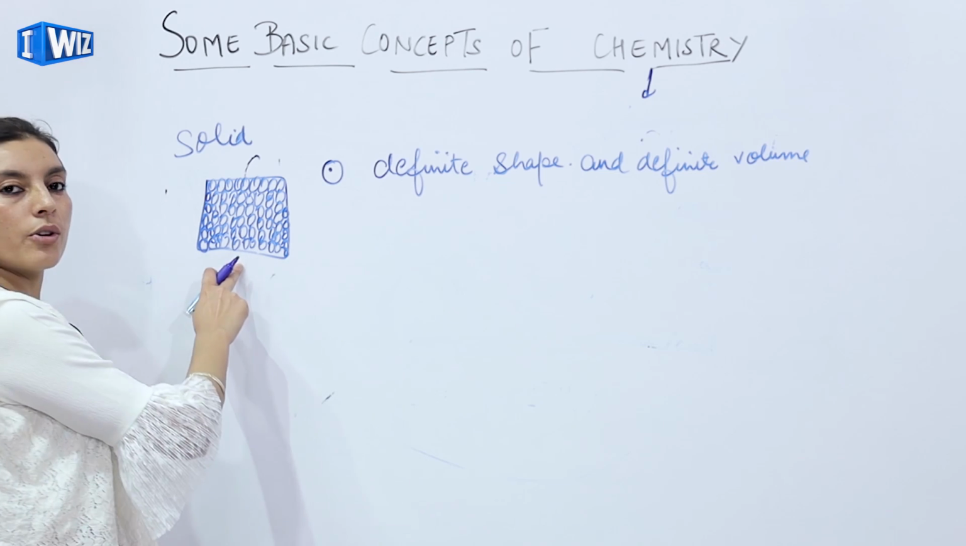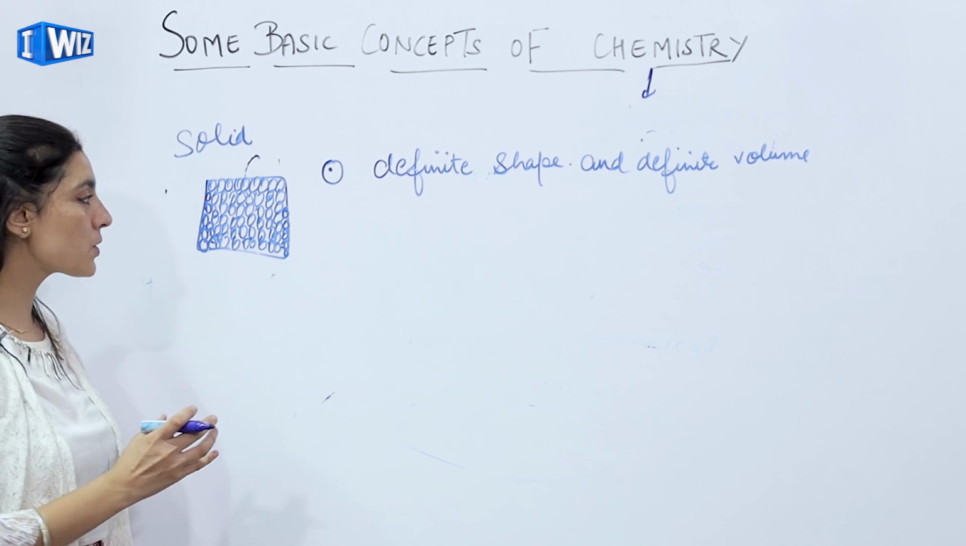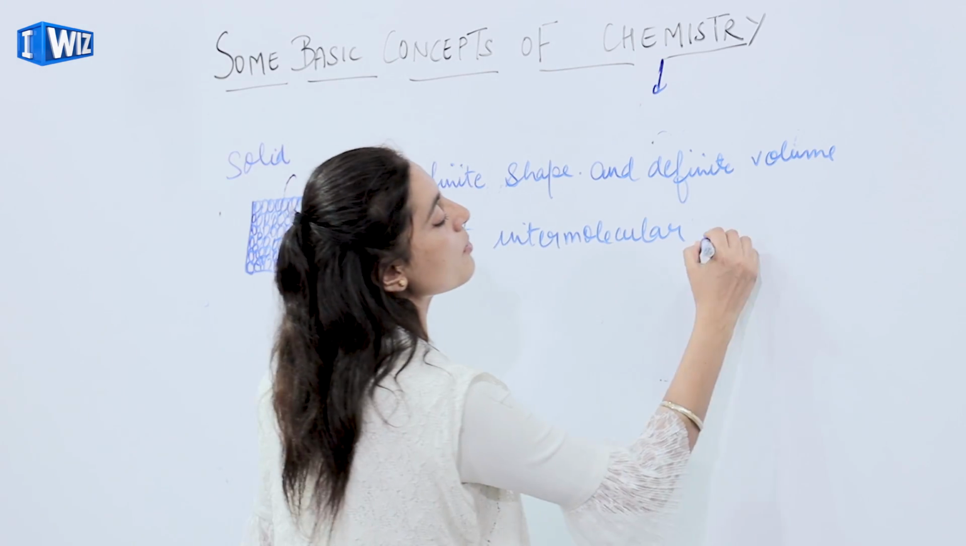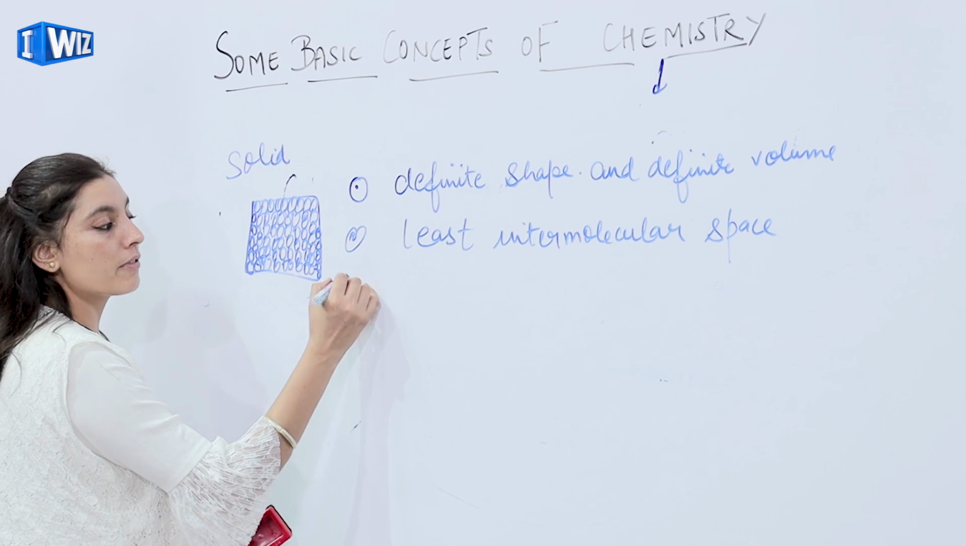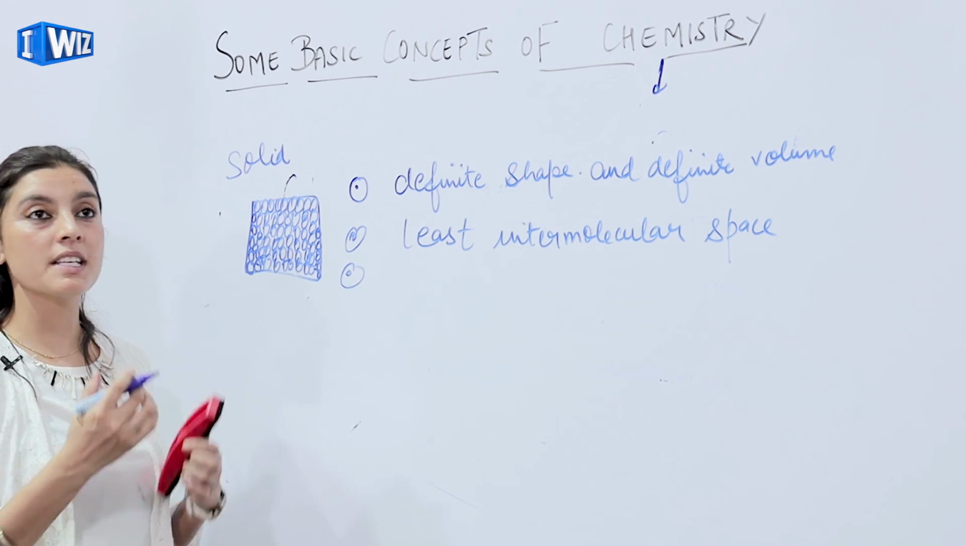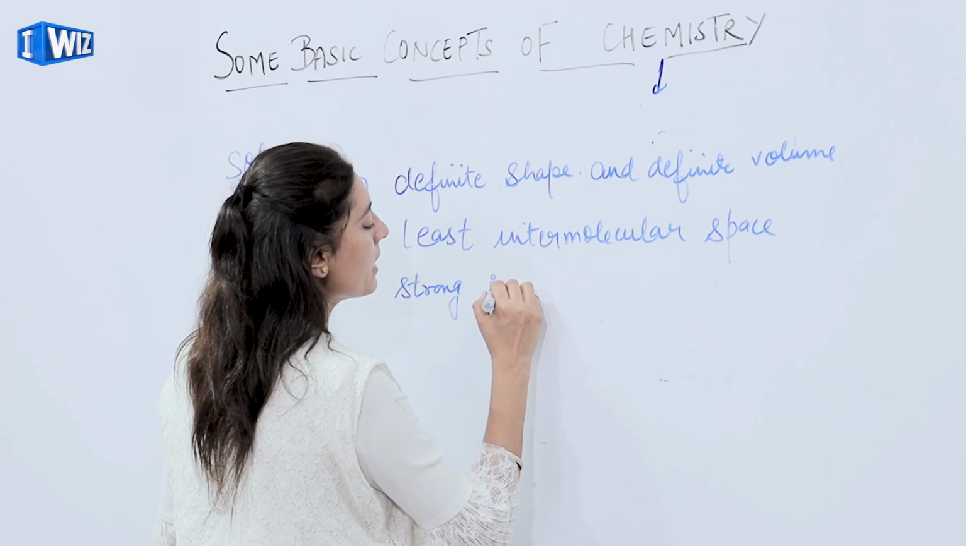Now, please have a look over here. Since the atoms are very closely packed, that means to say that there is the least intermolecular space present between the particles. And if they are having the least intermolecular space, it means they are having strong intermolecular forces of attraction.